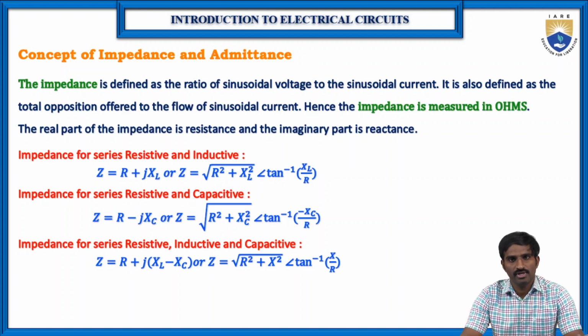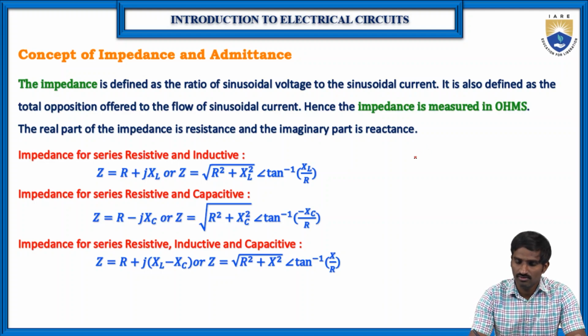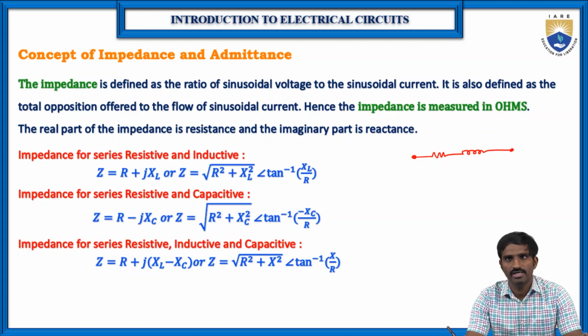But suppose you have a combination of a resistor and an inductor. Then what is the equivalent opposing force across these two elements? We commonly call it impedance. Impedance is defined as the ratio of sinusoidal voltage to sinusoidal current, which is the same as in a resistance, where resistance is equal to V by I. So the total opposition offered to the flow of sinusoidal current is called impedance, and the unit for impedance is also ohms.